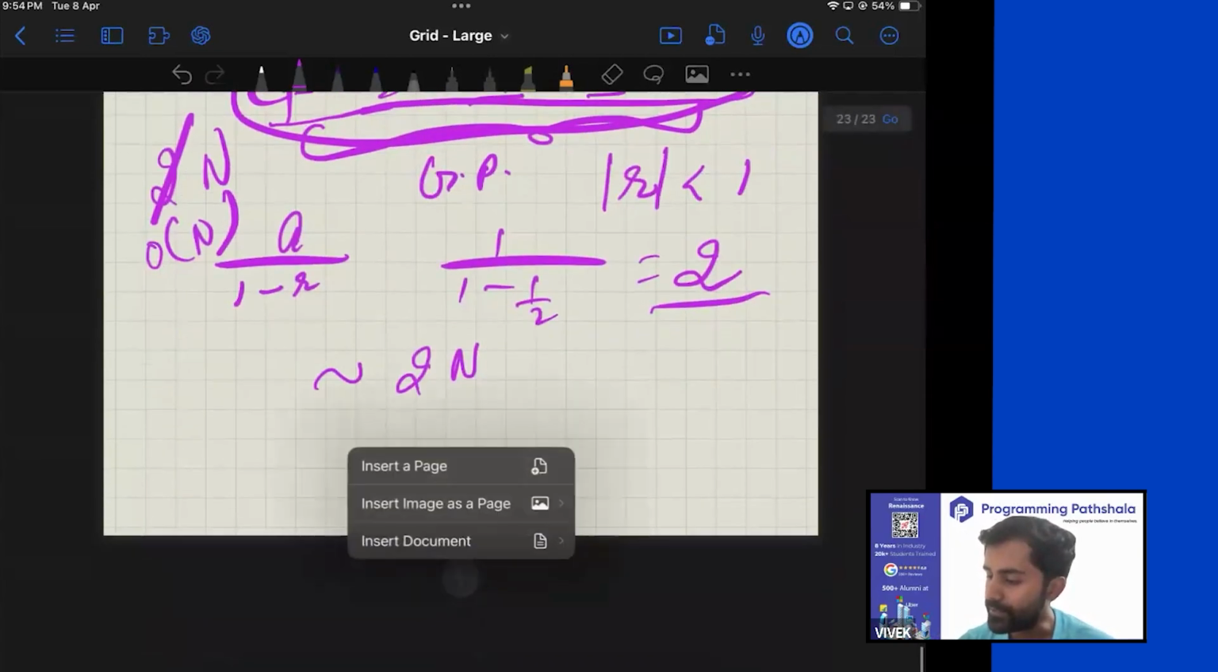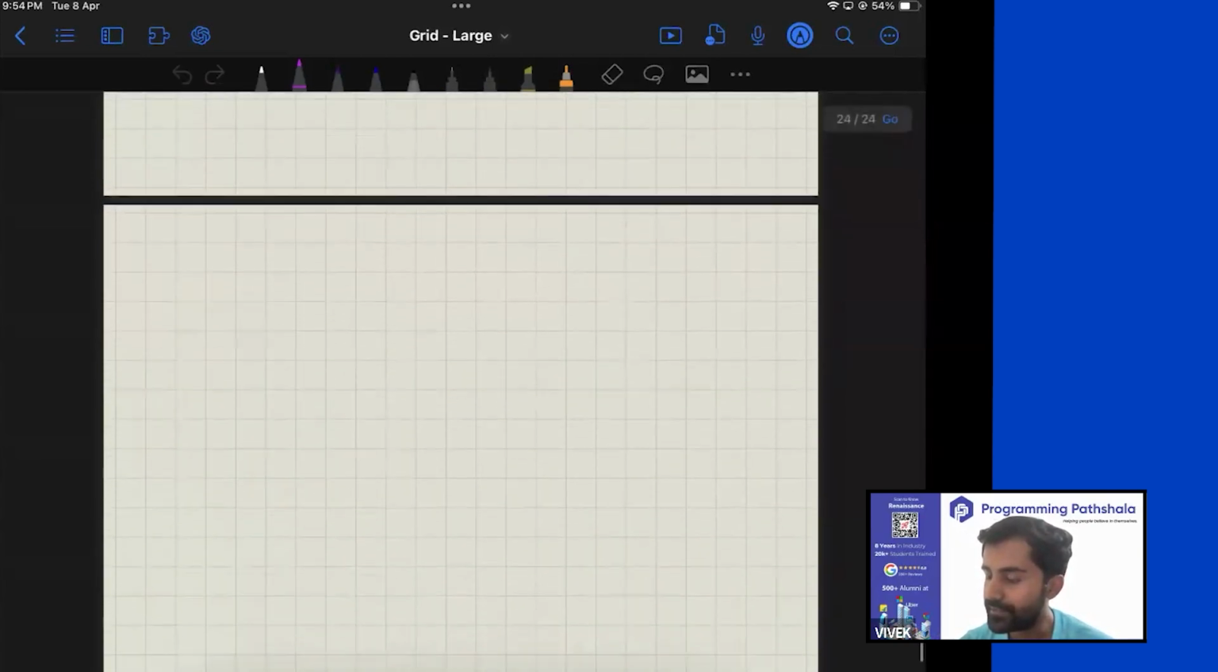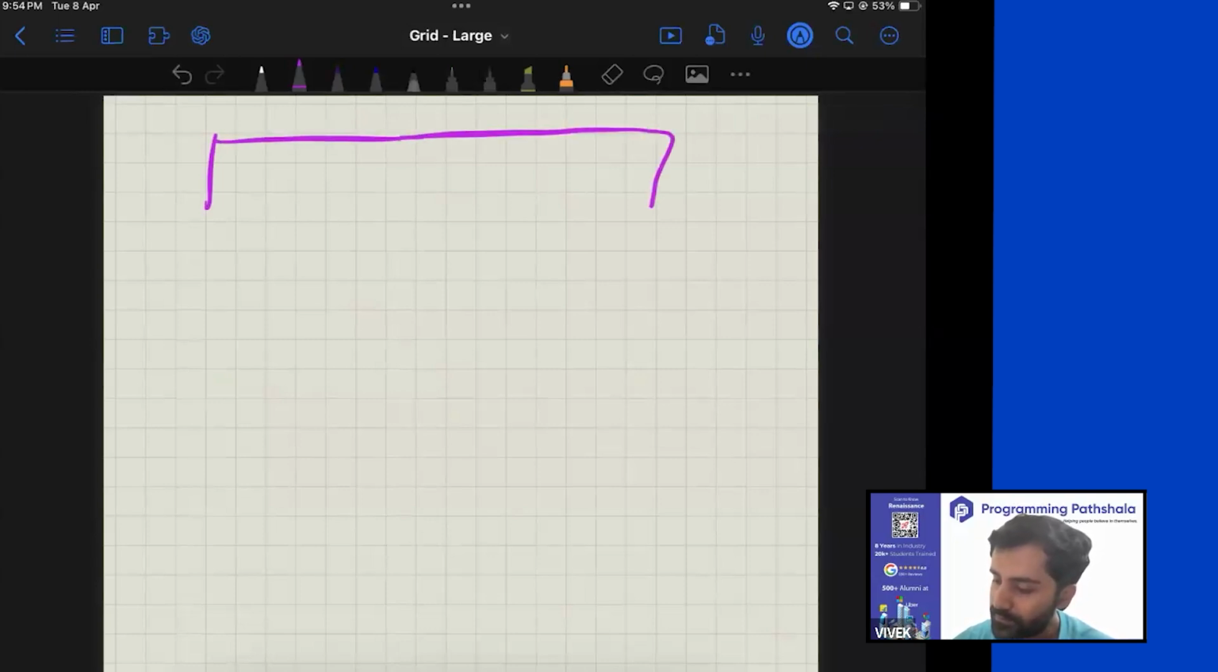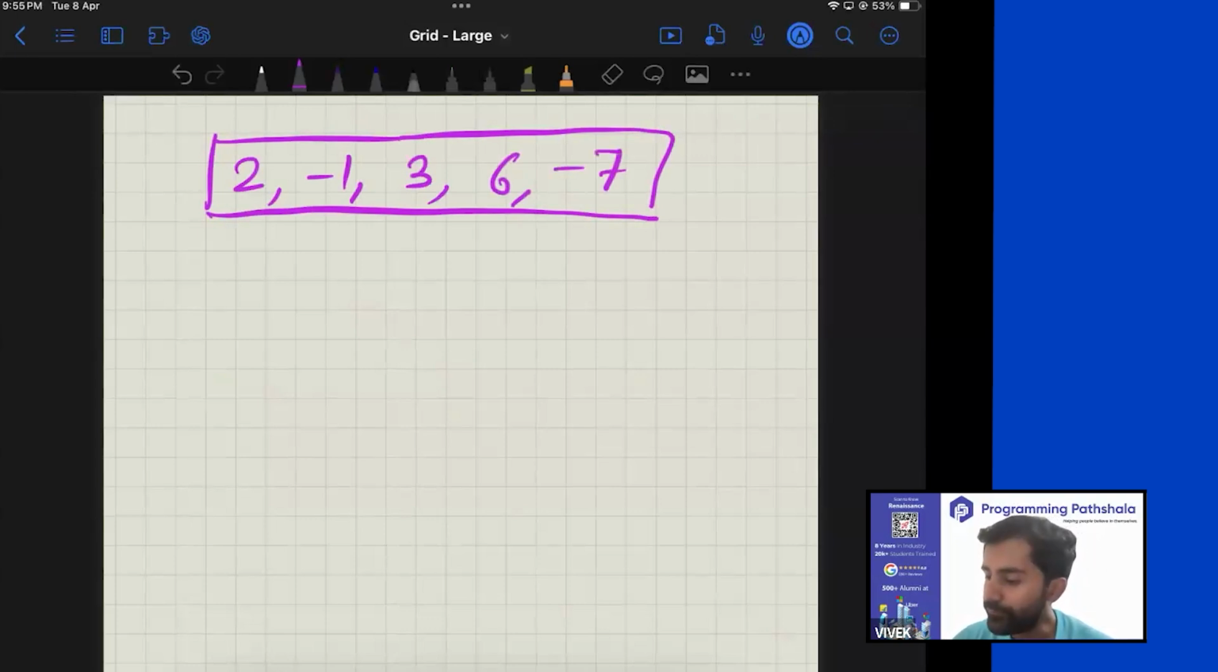Now, there is one very famous question. We'll take that up. That question says something like this. You have an array in which there are some elements, let's say 2, minus 1, and then you have 3, 6, minus 7, something like this. And you have to find the maximum sum subarray.